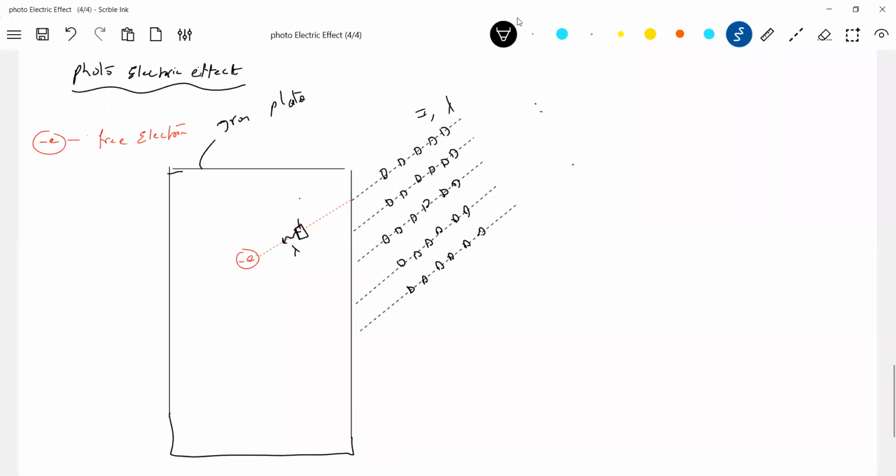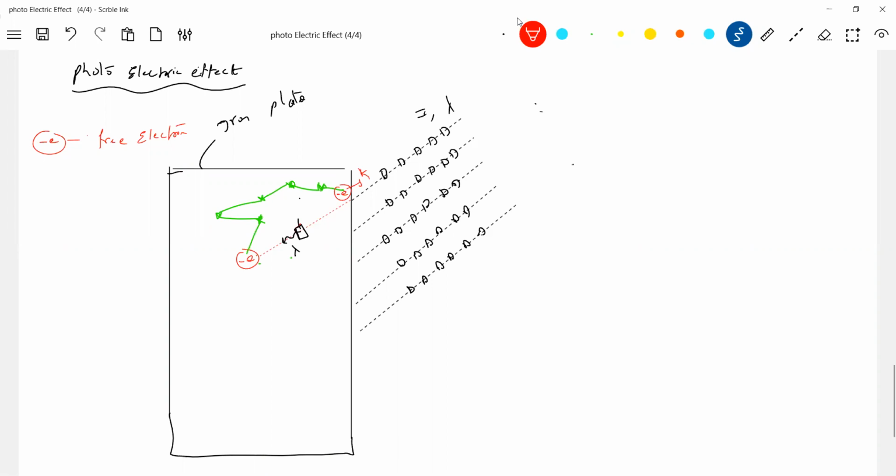It will encounter collisions here. A collision will occur, then one more collision. It will encounter collisions, then one more, then one more, then one more. Like this, it will encounter collisions. And finally, what happens when it arrives here? It will have energy, say K. This K will be very much less than the work function.